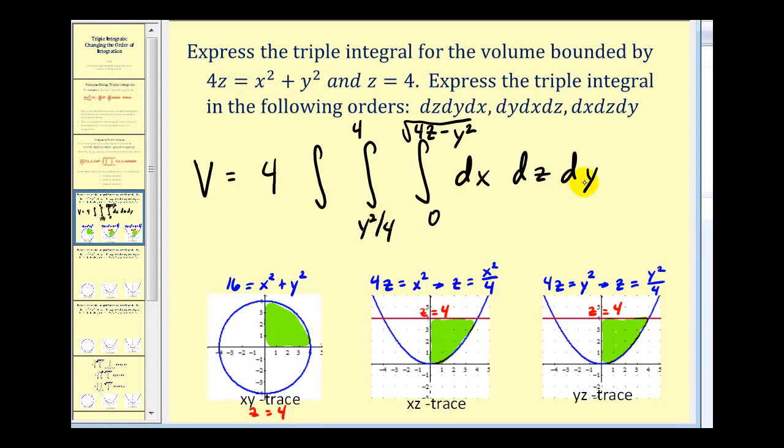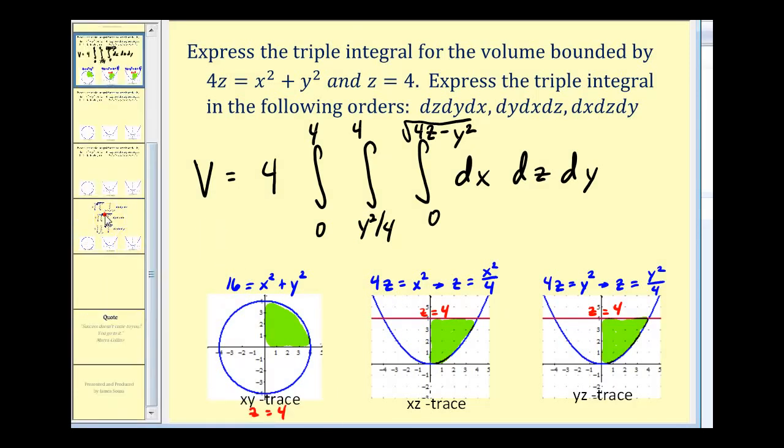And then for the limits of integration for y, we can see from both the xy trace and the yz trace that y starts at 0 and goes up to 4 here as well as here. So now we've completed 3 different triple integrals that would represent the same volume of that 3-dimensional region.